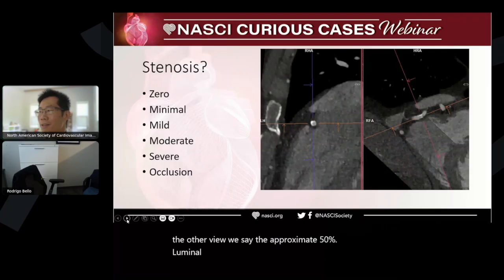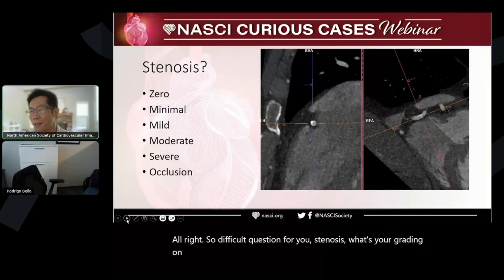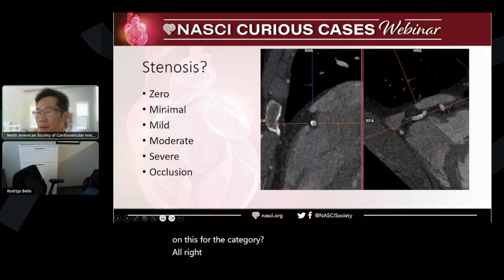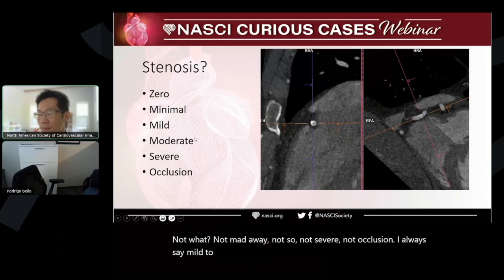All right, so a difficult question for you, stenosis. What's your grading on this? What's the category? Definitely not zero, not minimal, not moderate, not severe, not occlusion. What would you say? Mild to moderate, because they're kind of approaching the 50% stenosis of the RCA.